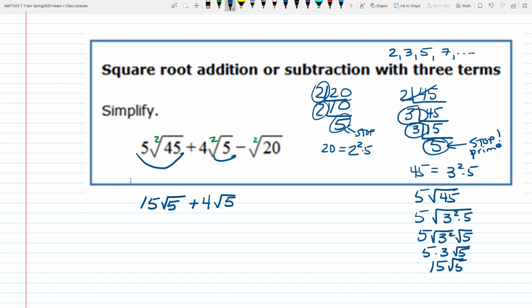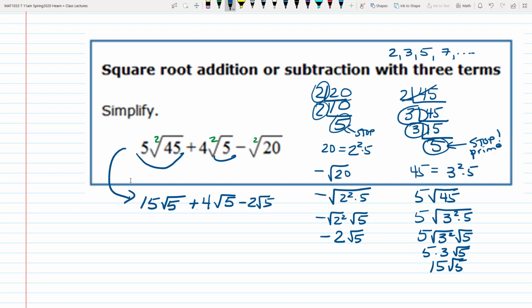So here we have the negative square root of 20. We're going to think of it as negative square root of 2 squared times 5. Break this apart into the perfect squares and the leftovers. Square root of 2 squared is just 2, so that's going to be negative 2 root 5. So I'm going to write that over here, negative 2 root 5.